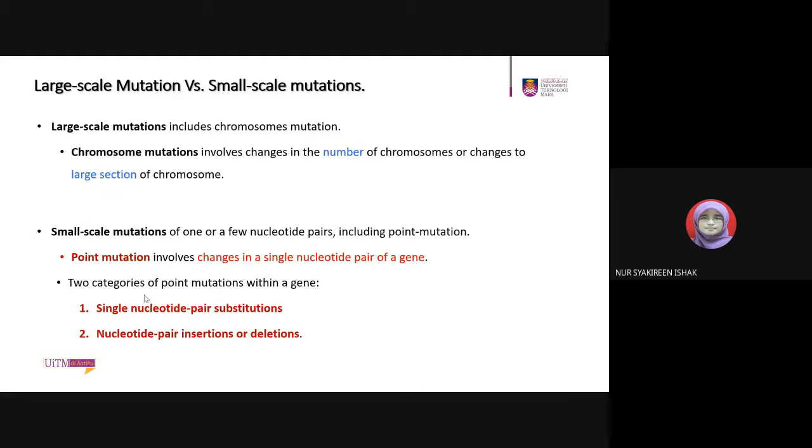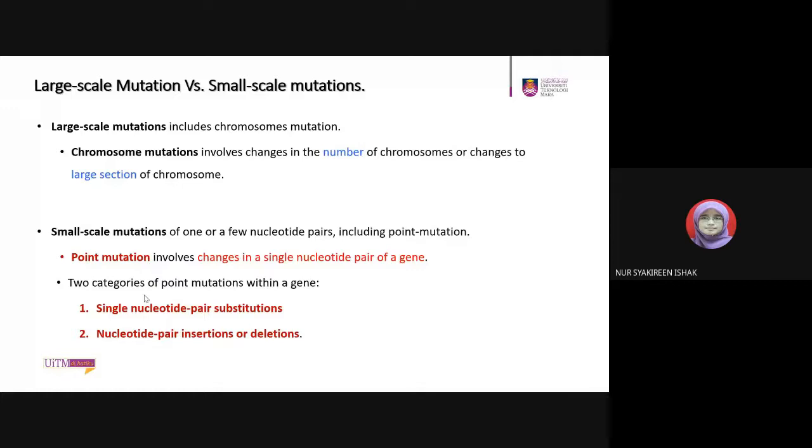So a section of the chromosome may be deleted. So when a section of chromosome is deleted, that section obviously contains many genes. Okay, it contains many genes, and when the genes are removed or deleted, obviously the genes cannot be expressed for the function of that cells. Okay, so deletion can have a detrimental effect towards that organism. Okay, so that is for example large scale mutation.